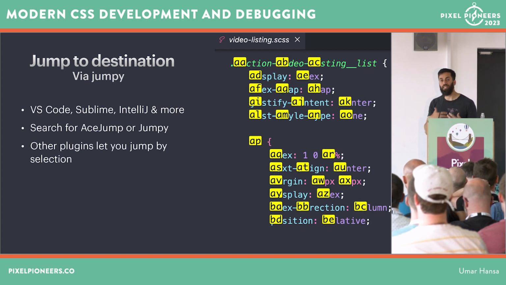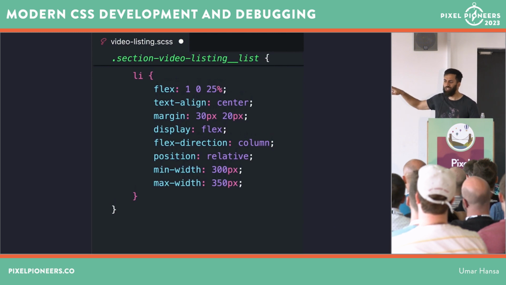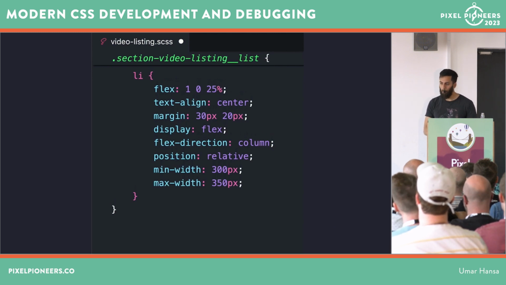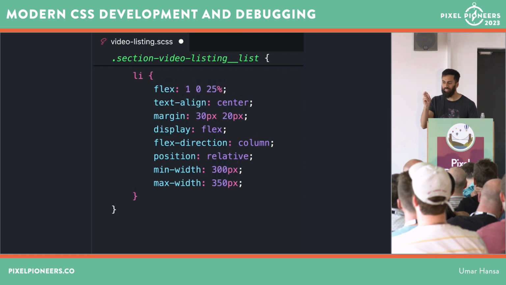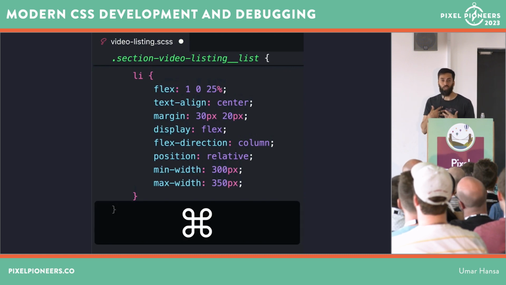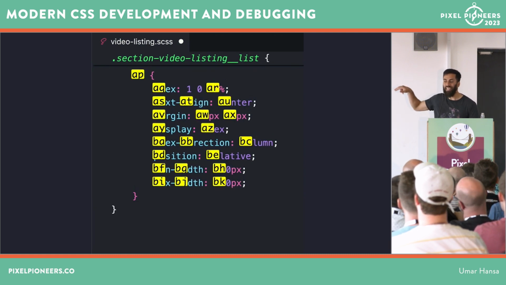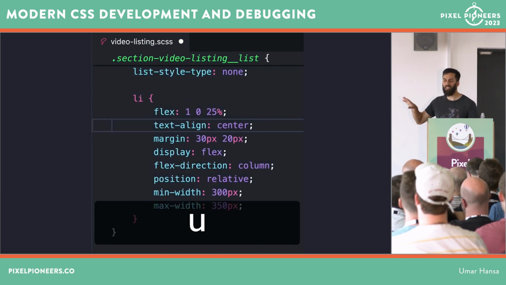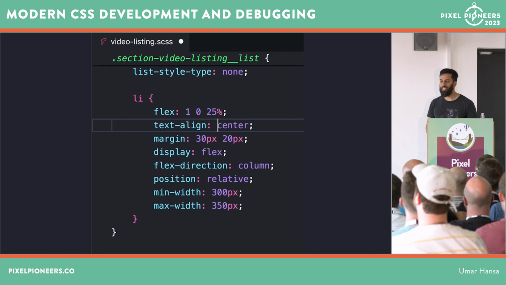I use Jumpy, but there's a lot of these. You can search for tools like Easy Motion, Ace Jump, Jumpy, but I'm using Jumpy. So let's say I want to jump to text-align center. The word center, I'm going to hit Command semicolon, which is my keyboard shortcut, and then AU is presented over the word center. So I type in AU on my keyboard, and it places the cursor there. Cool. Nice little time saver for me.